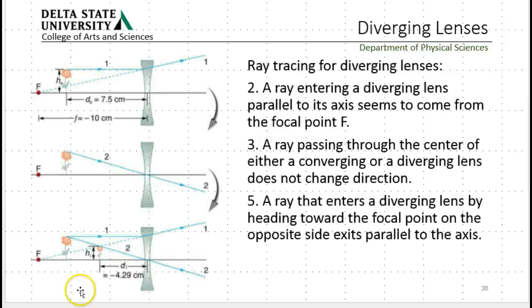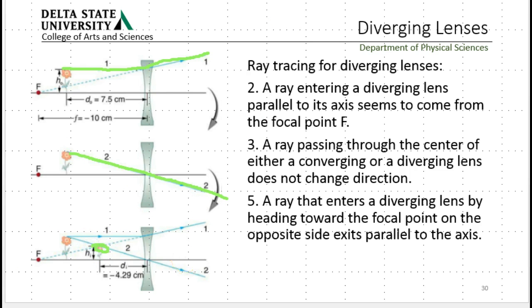Onto diverging lenses. Ray tracing for diverging lenses is pretty straightforward. We trace from the top straight in, and that diverges in a line that would go to the focal point. We go straight through like so, and we look at the focal point. Those two rays, where do they intersect? They actually intersect right here.